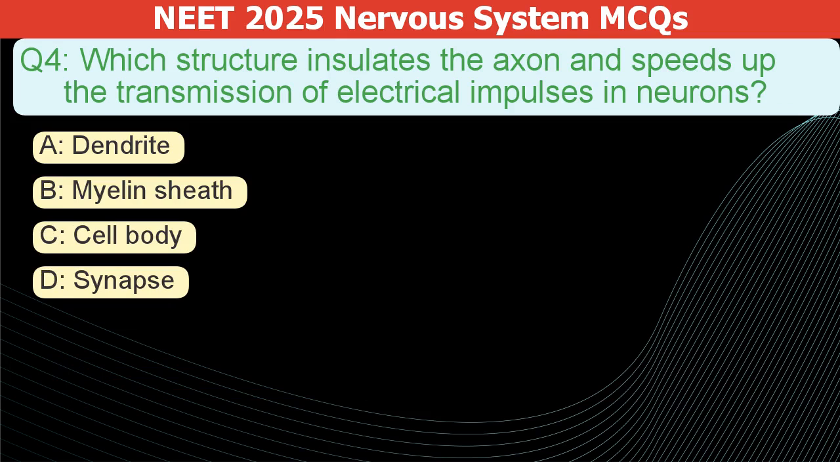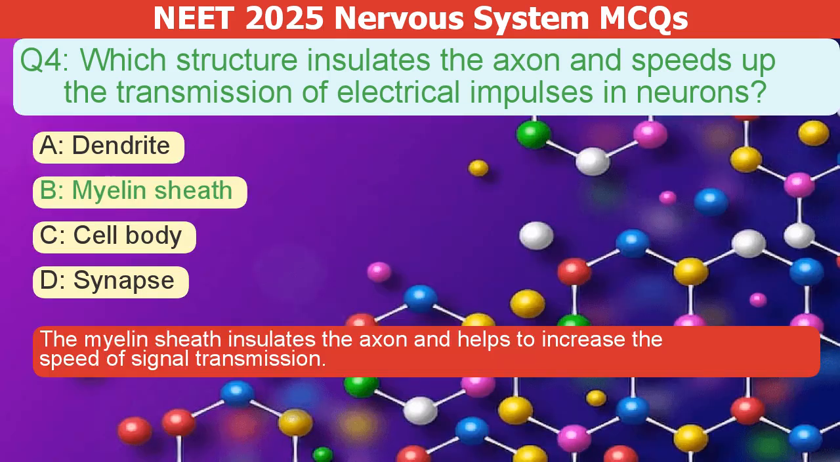What part of a neuron insulates the axon and speeds up signal transmission? A. Dendrite. B. Myelin sheath. C. Cell body. D. Synapse. The correct answer is B. The myelin sheath insulates the axon and helps increase the speed of signal transmission.